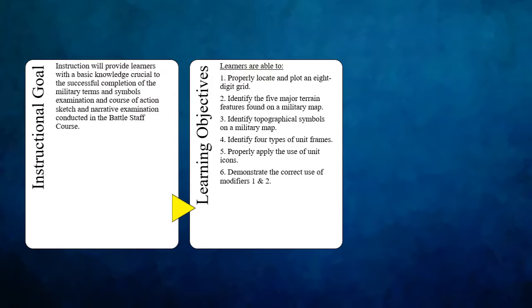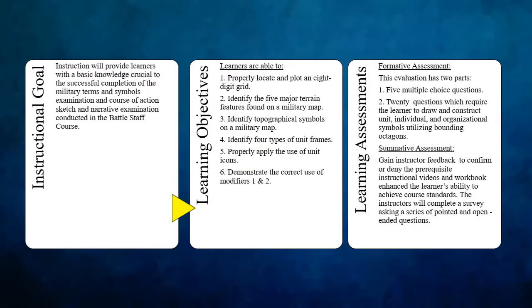Number 4. Learners are able to identify the 4 types of unit frames. Number 5. Learners are able to properly apply the use of unit icons. And number 6, learners are able to demonstrate the correct use of modifiers 1 and 2.